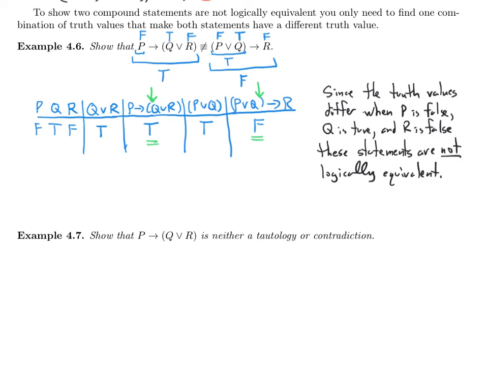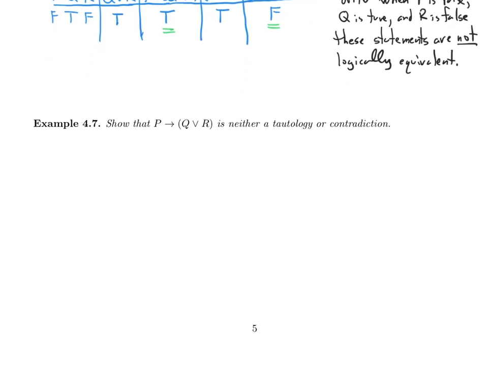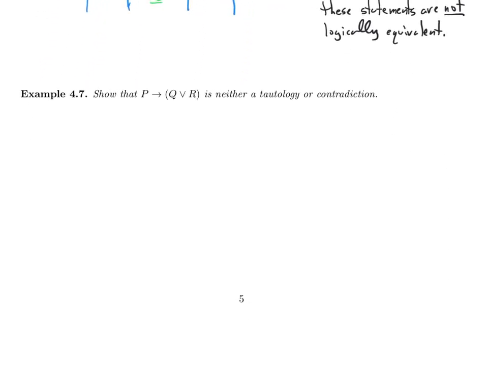The next example I want to do, and this will be the last one for this section, I want to talk about when something is neither a tautology or a contradiction. So it's kind of that same idea. Remember, tautologies are always true, contradictions are always false. So if you can find two different situations, one where the statement is true, and the other where the statement is false, then you'll show that it's not a tautology or a contradiction.